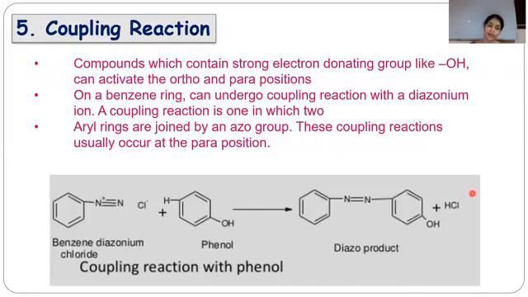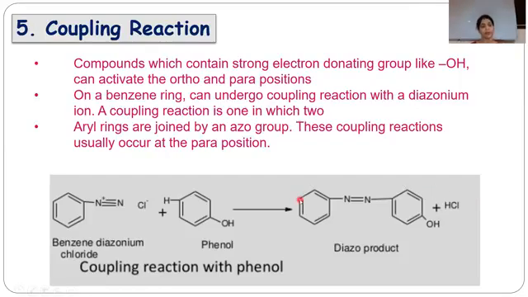Next is the coupling reaction. Coupling reaction is also a very important reaction in organic chemistry. Compounds which contain strong electron-donating groups like hydroxy groups can activate the ortho and para positions on a benzene ring and can undergo coupling reaction with a diazonium ion. A coupling reaction is one in which two aryl rings are joined by an azo group. Azo group is a nitrogen double bond nitrogen group. This coupling reaction usually occurs at the para position of the phenol.